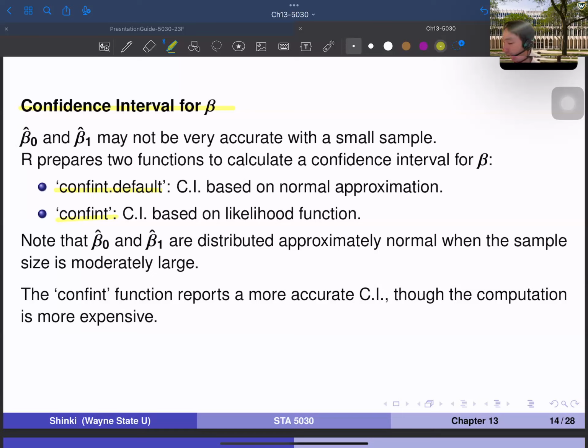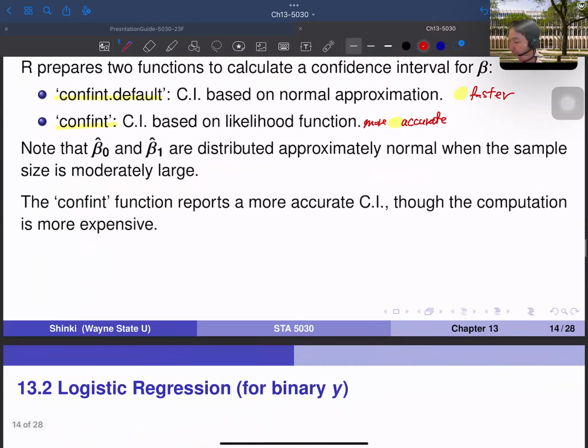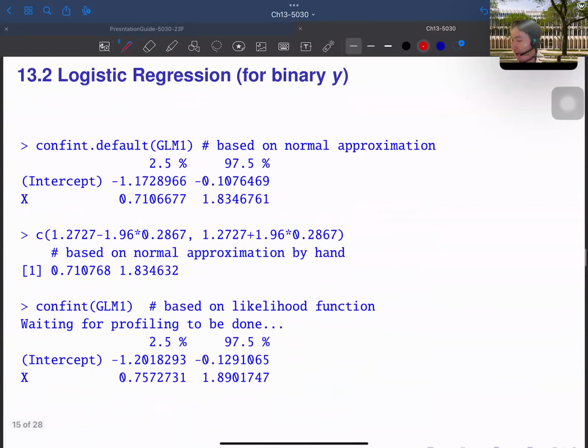Basically, the second method is more accurate than the first method, but the first method is probably faster. The first uses a normal approximation, and the second is more accurate. And the first is faster. And this is one result.